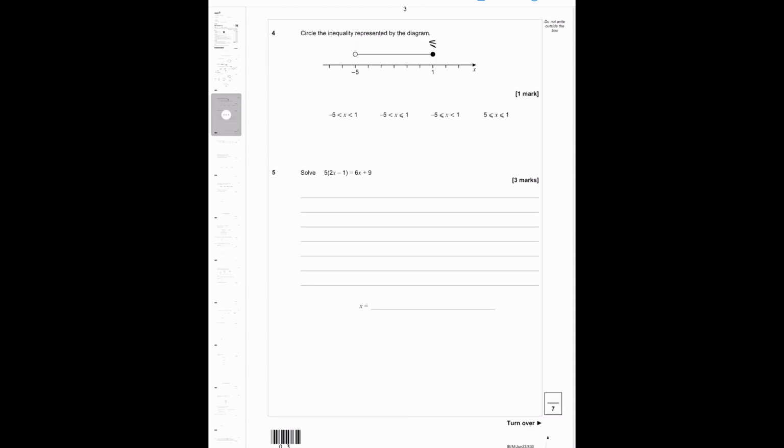Question 4 says to circle the inequality represented by the diagram. Anything shaded means less than or equal to, and if not shaded it just means less than. This means we are looking for the less than and the less than or equal to between -5 and 1. This one here.